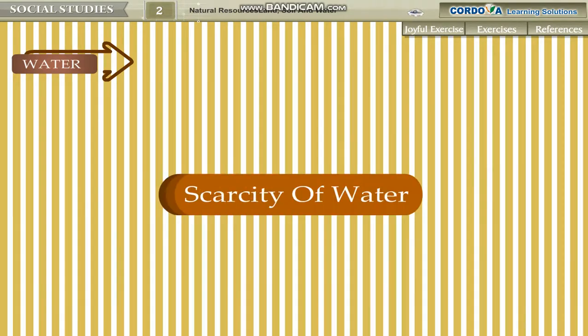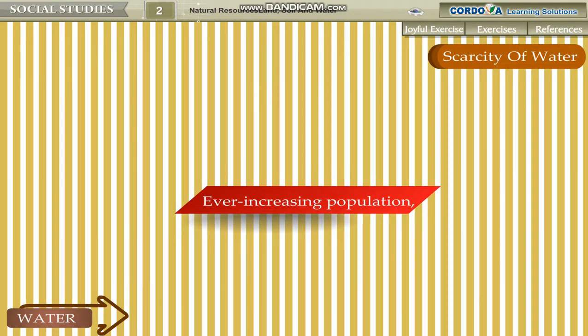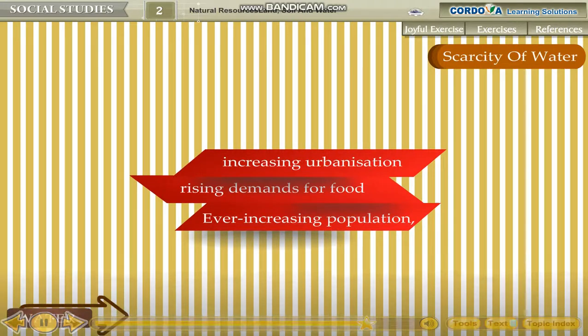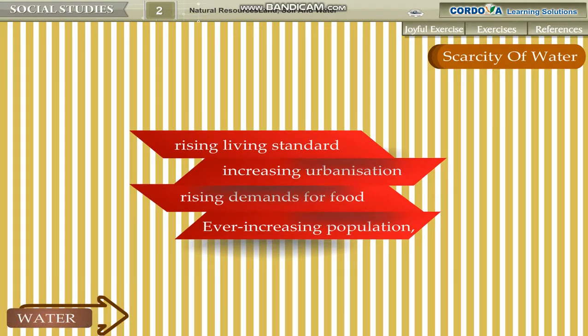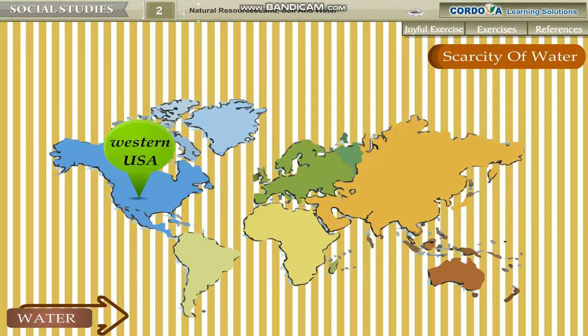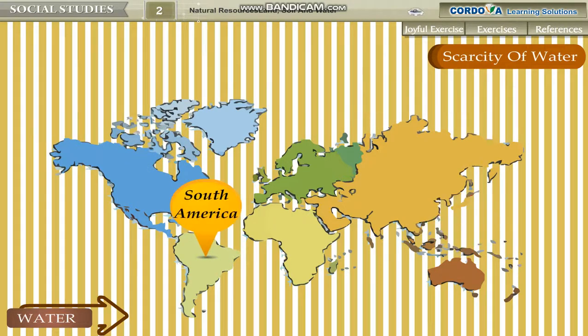Scarcity of water. Ever-increasing population, rising demands for food, increasing urbanization and rising living standards have created the problem of water scarcity in many regions of the world. Most of the countries of Africa, West Asia, South Asia, Western USA, Australia and parts of South America are facing shortage of fresh water supply.